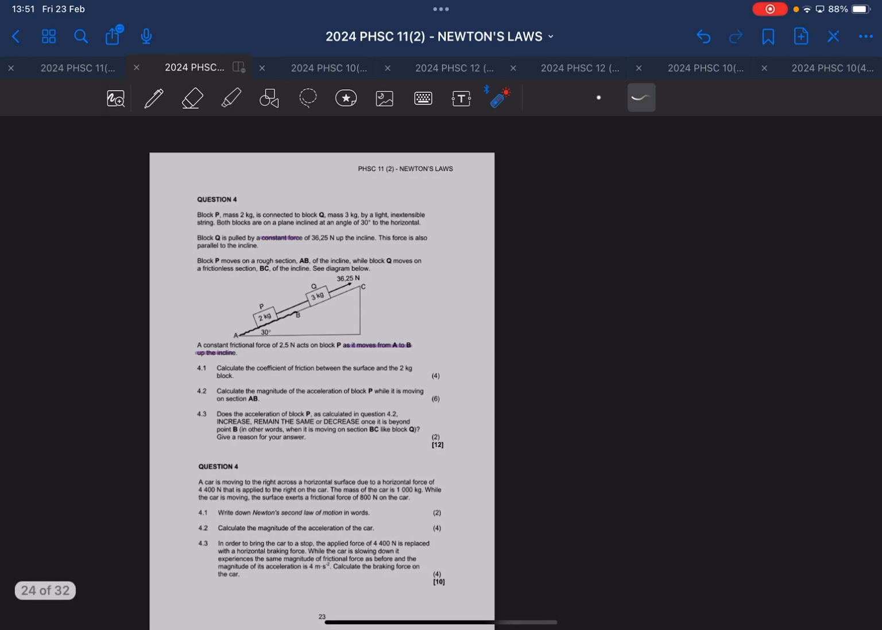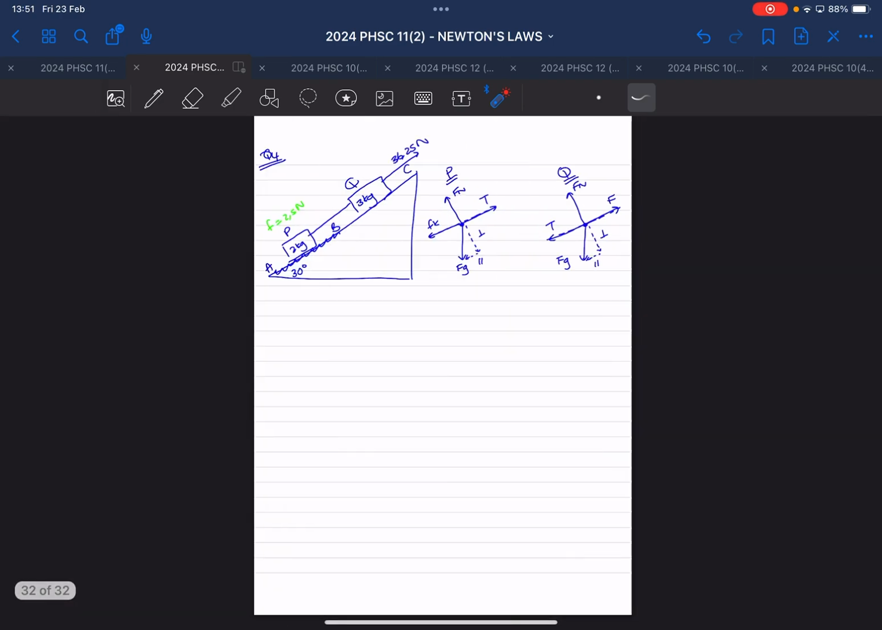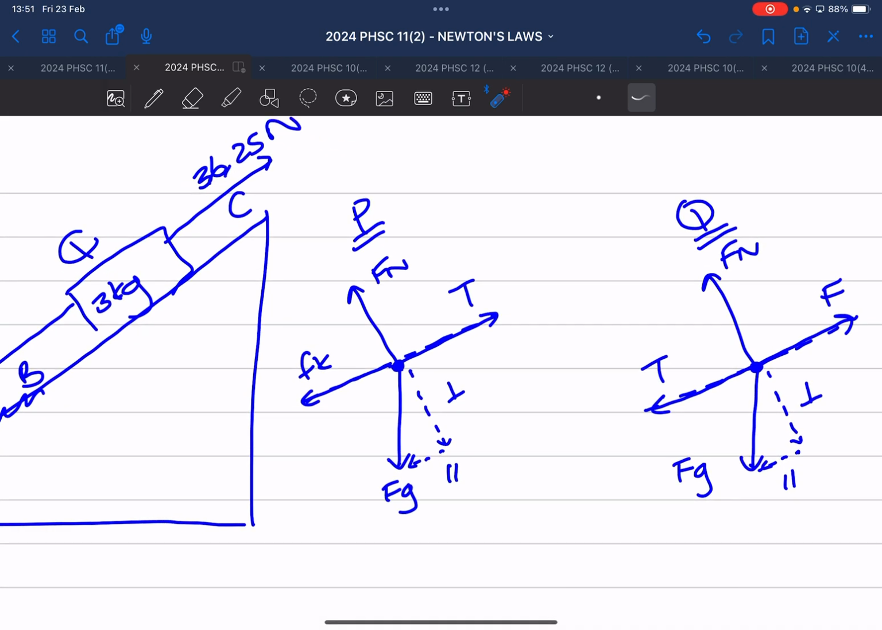Okay. Right, then you're going to highlight the forces that are in the same plane.